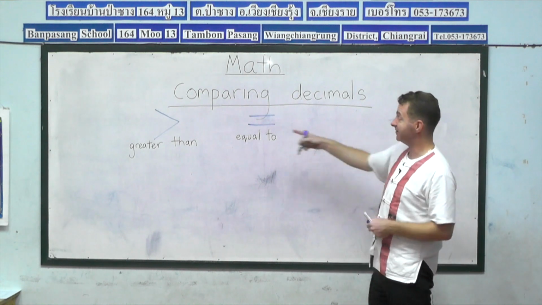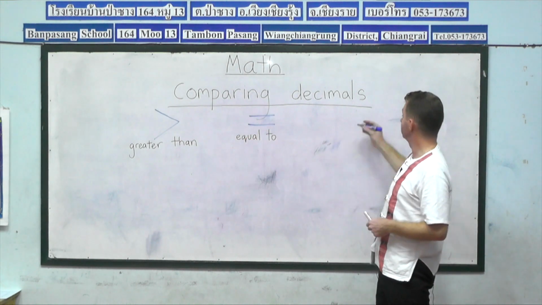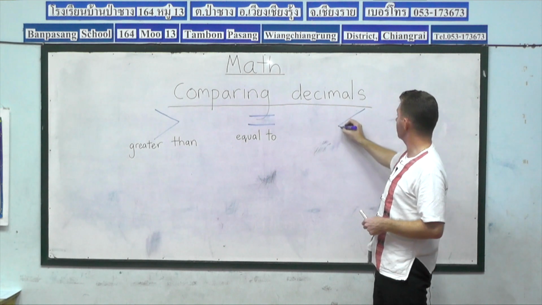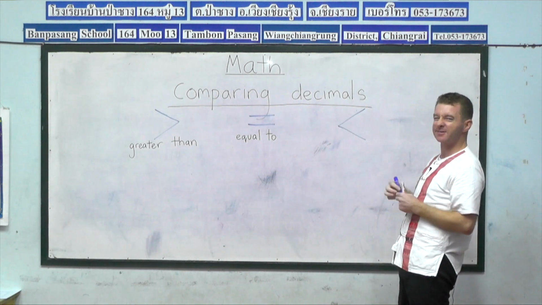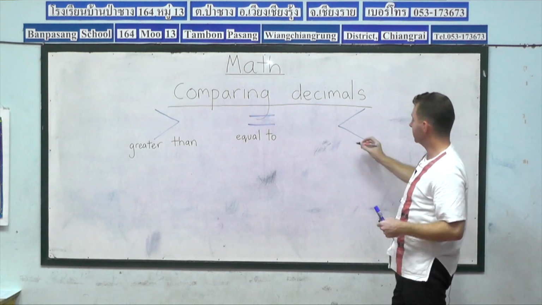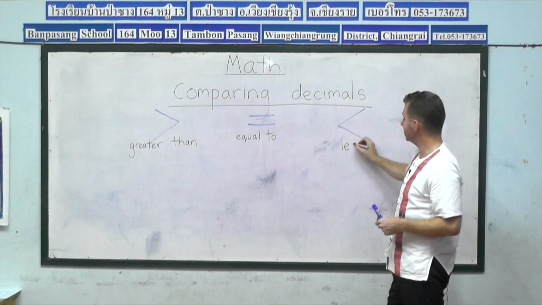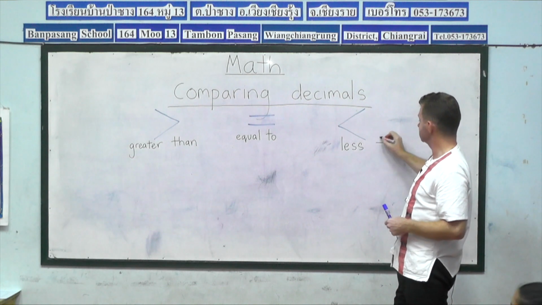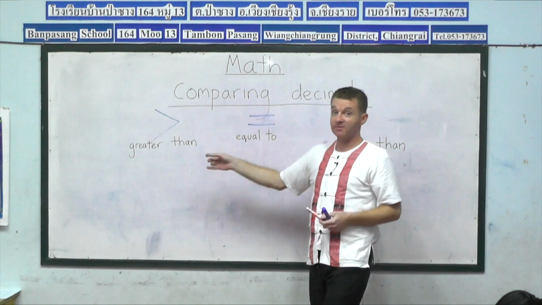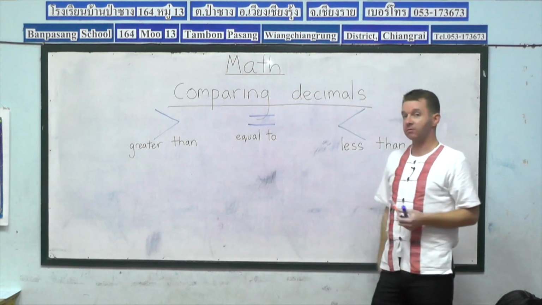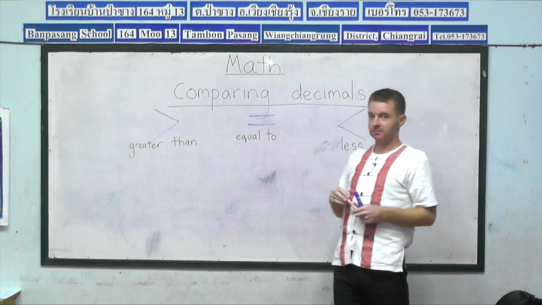And what's our final one, guys? Less than. And less than is the opposite of greater than. So we do the same sign going a different way. Remember, it looks a little bit like an L, but an L on its side. So we can write less than, L-E-S-S-T-H-A-N. Altogether, greater than, equal to, less than.